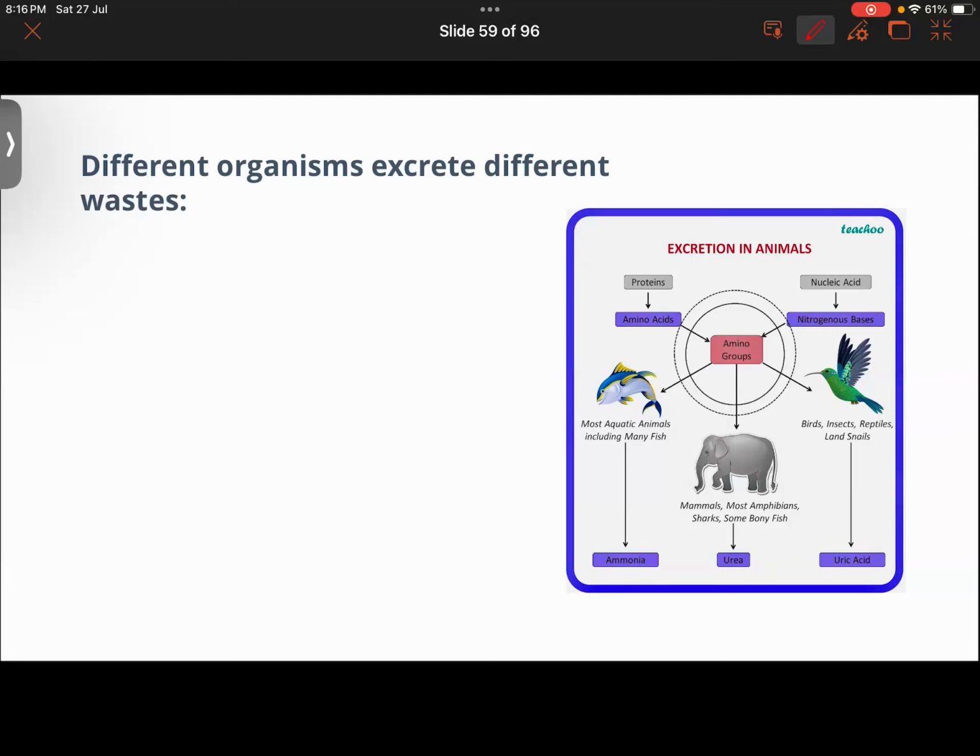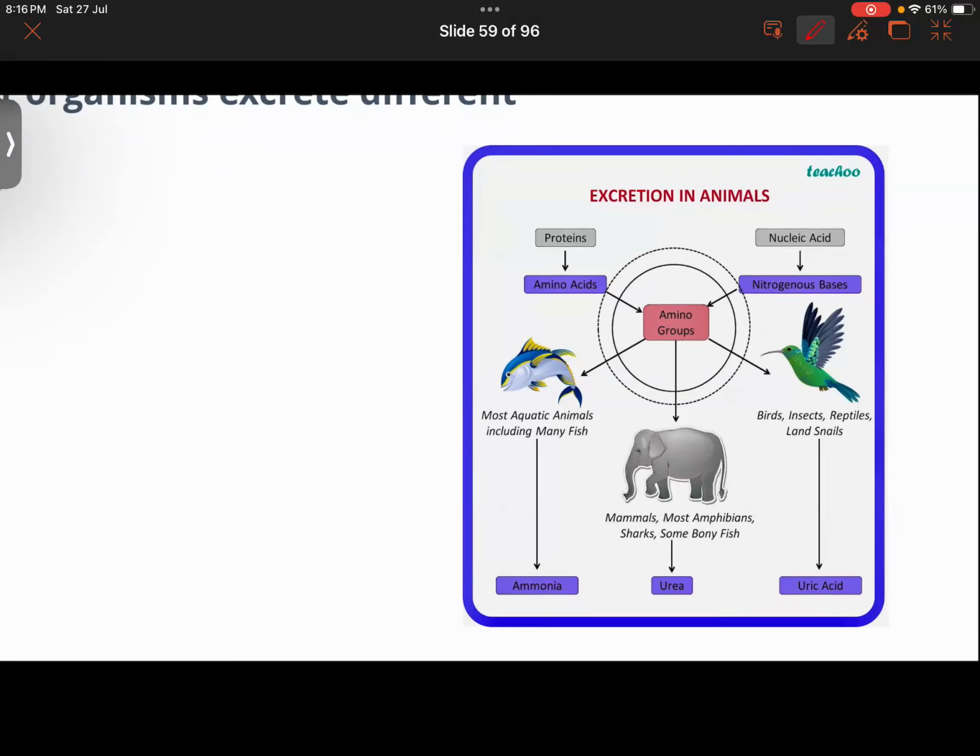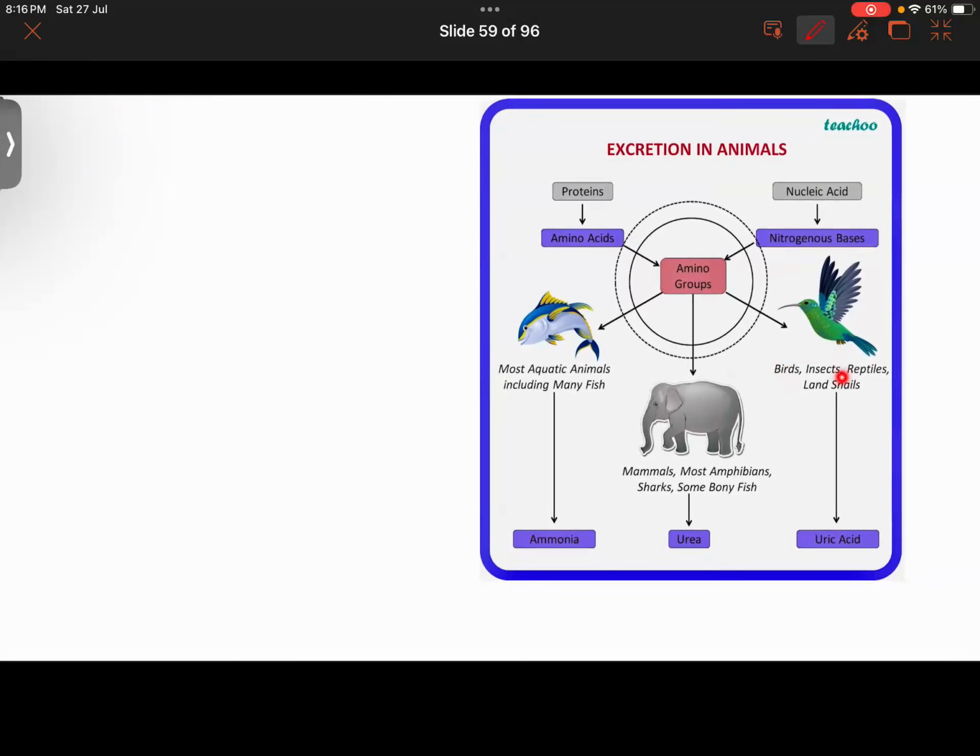Have you ever thought of this? Generally we do observe that the waste of birds is usually white in color. The waste of fishes would be different. The waste of an elephant or mammals basically would be different. Why is it so? I want all of you to pay attention to this diagram. The basic question is why different animals have different kinds of waste.